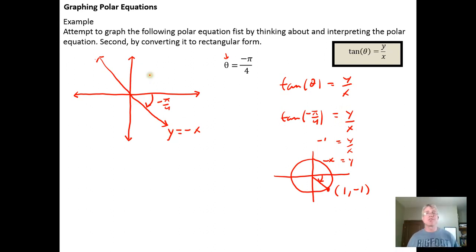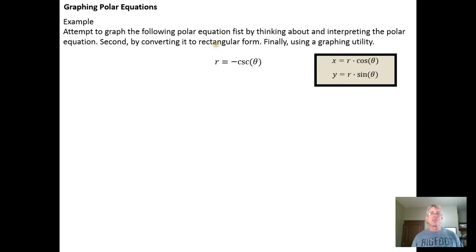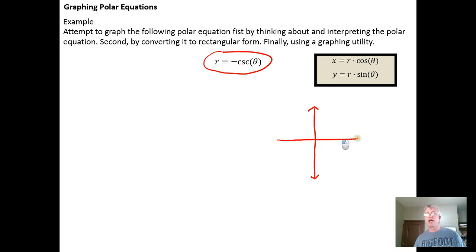Here's one where I think it's hard to come up with this equation without converting it into rectangular coordinates. This says the radius is always equal to the opposite of the cosecant of theta. And the issue is theta can be many different values. So here we have a variable controlling the radius. So this one would be hard to think about. So converting into rectangular coordinates is going to be a useful way to visualize the equation in this context.